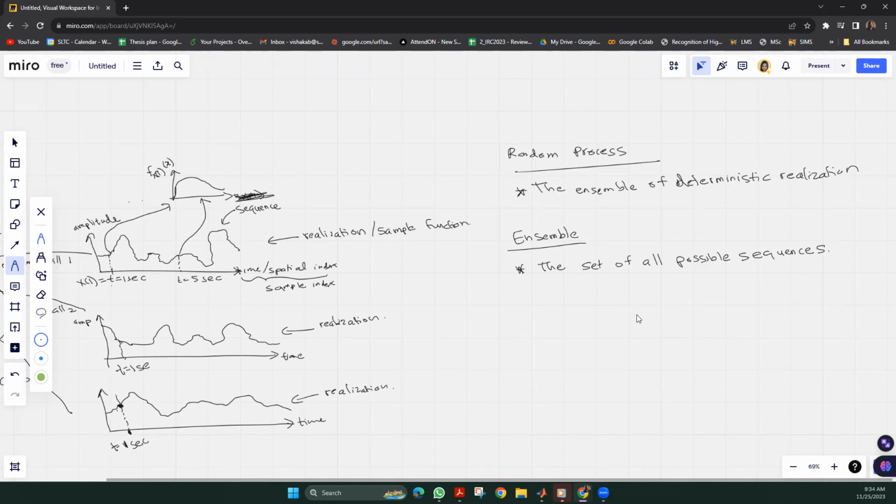The set of all possible sequences or realizations we call the ensemble, right? So what is a realization? A realization is each individual sequence.